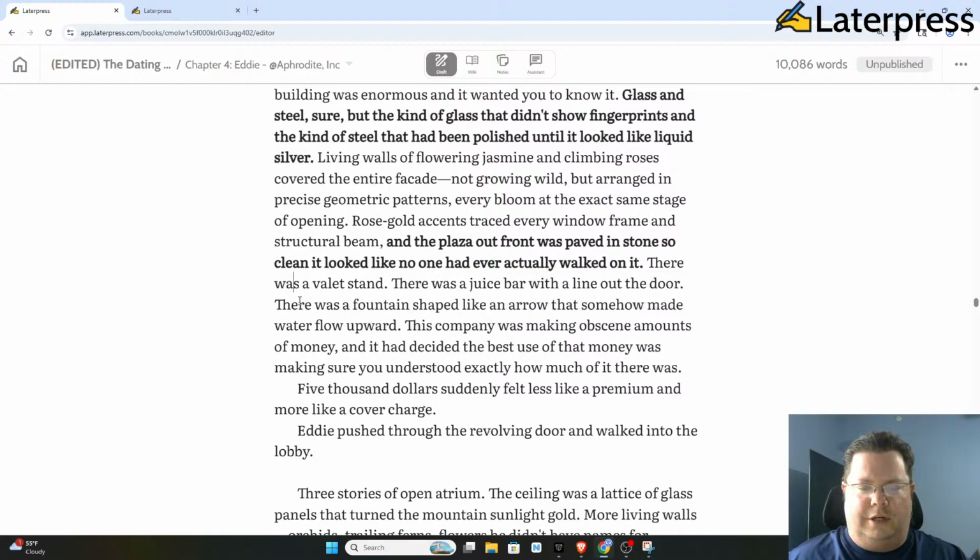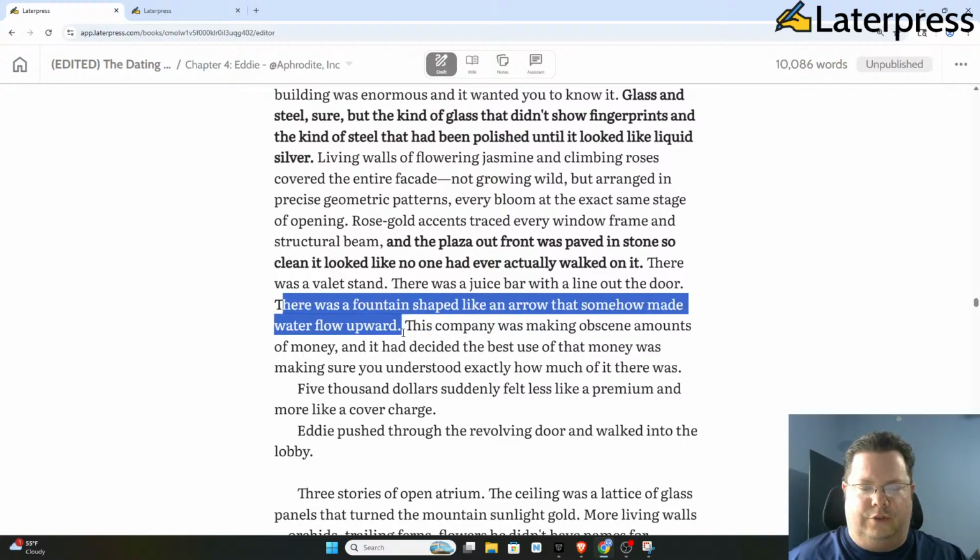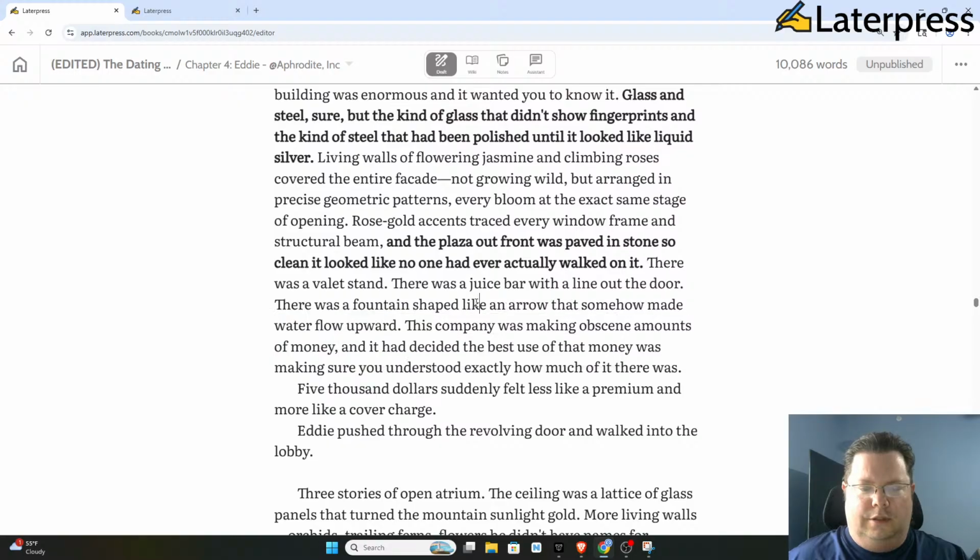2, juice bar. 3, there's a fountain shaped like an arrow that somehow made water flow upward. This company was making obscene amounts of money, and it decided the best use of that money was making sure you understood exactly how much of it there was.